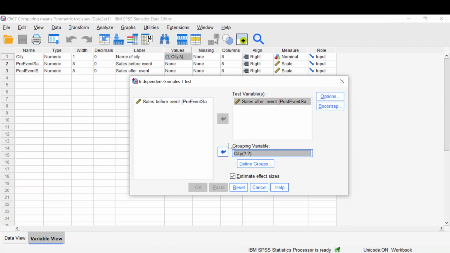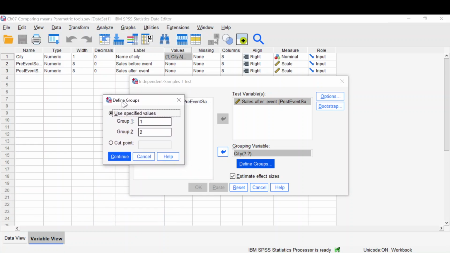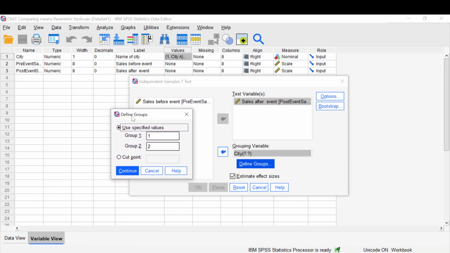You'll notice that when I put city, you get city with question marks. That's not SPSS getting confused. That's SPSS telling you that you're missing some information. So what we want to do is we want to define the groups. And the reason we need to do this is because we need to tell SPSS, which cities do we want to compare, right? We could be comparing A and B, B and C, or A and C. So we need to tell it.